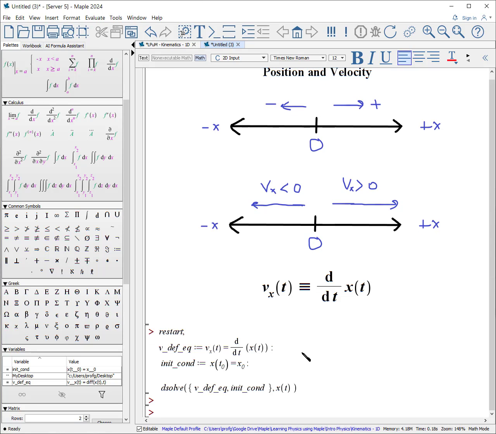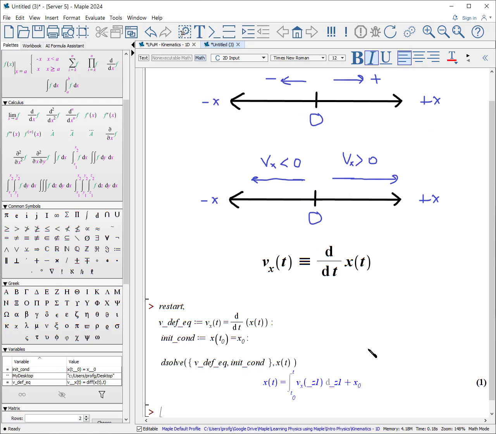What about in the other direction? What if I want to find the position as a function of time, knowing the fact that I may have the velocity as a function of time? Well, we have to give it some initial conditions, that at time t equals t sub 0, that it's at some location. If we do the dsolve command, we find that, not surprisingly, position is the integral of velocity.